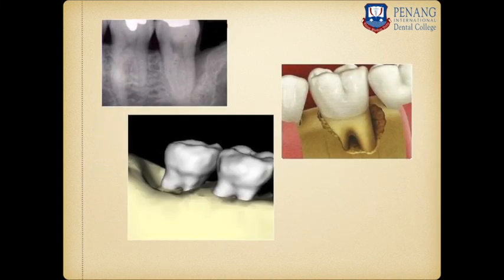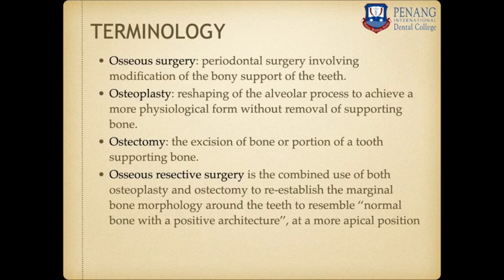So this is a radiograph showing a partial, angular radiolucency seen on the distal aspect of a second molar. So you can visualize the partial angular radiolucency, which shows a crater or an intrabony defect on the distal aspect of the tooth. Coming on to the different terminologies used in osseous surgeries.